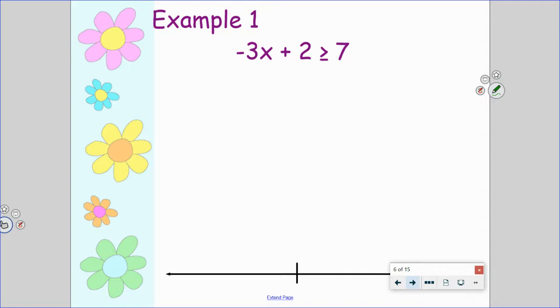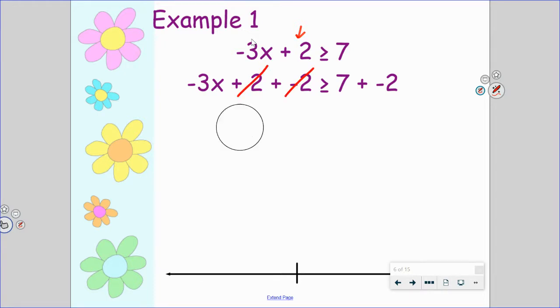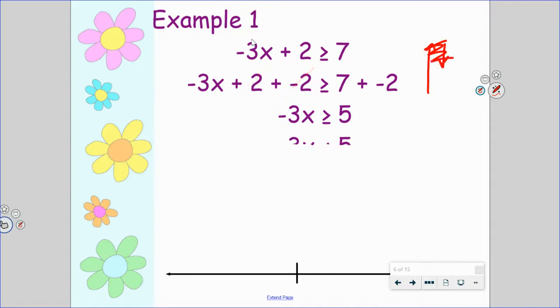All right, so where are we heading with this? Just like we had before, our goal is to isolate the x, get it by itself. So the question is, which number should we get rid of first? We always take care of the constant term first. So let's get rid of a positive 2 with a negative 2. Positive 2 and negative 2 make 0, leaving us with negative 3x is greater than or equal to 5. Think about 7 going up and 2 going down. That's why we get to 5.